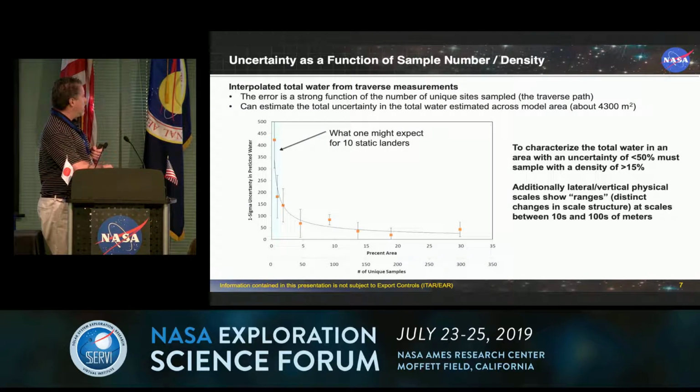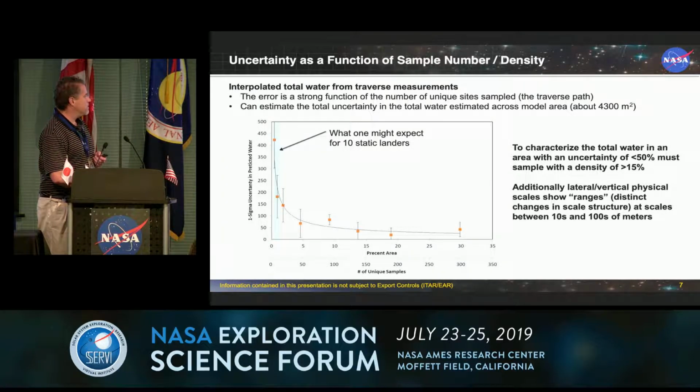And when you get down here, for example, this blue shaded area is something you might expect if you landed 10 static landers in this 33 by 33 meter area, for this particular water distribution I'm modeling, which is consistent with something you might expect from impact gardening. So it really tells you that you cannot accurately, from a resource standpoint, model or predict what the resources might be using just static landers.